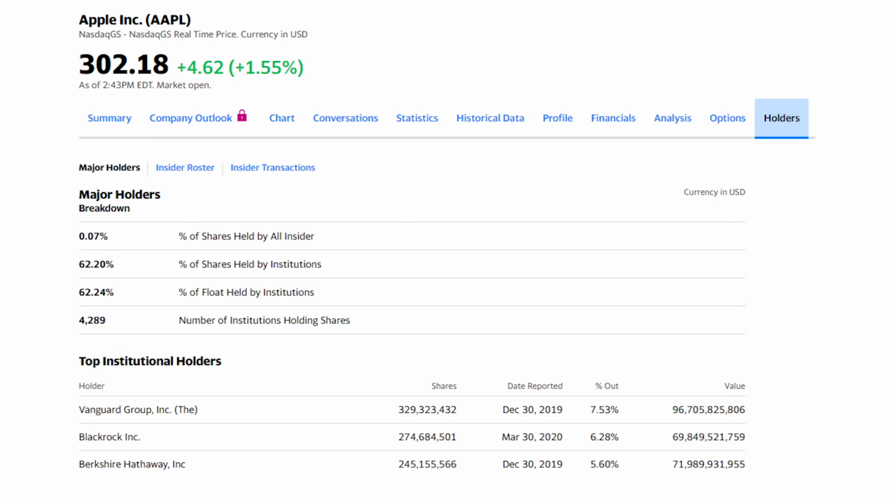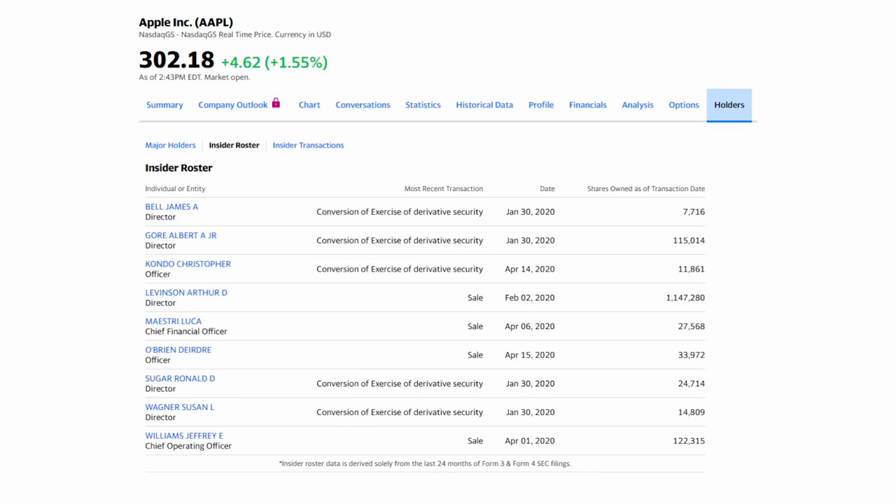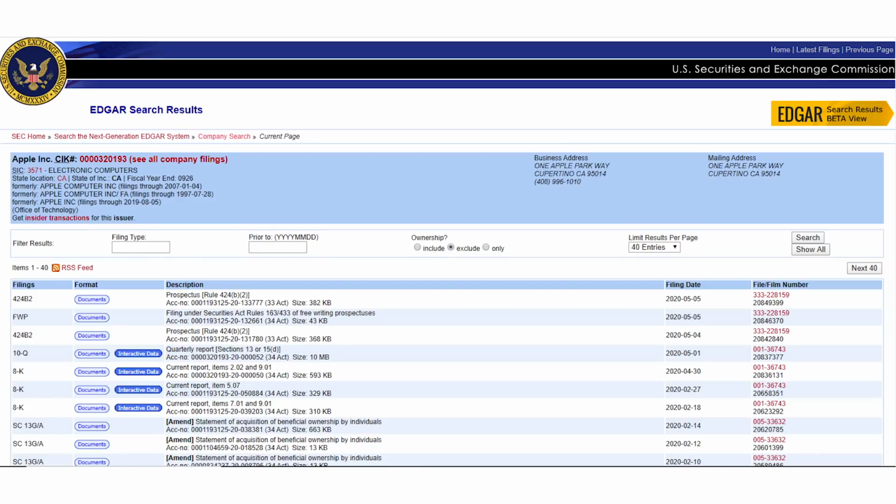Now, you can either follow these numbers through market data. So here in the holders tab on Yahoo, you see the institutional owners as well as how much of the company's stock is held by these big money players. Then on the insider roster section, you can see the directors and management as well as their stock trades. Or you can also go straight to the EDGAR database on the SEC website, and you'd find the actual filings of these insiders and the institutional buyers.